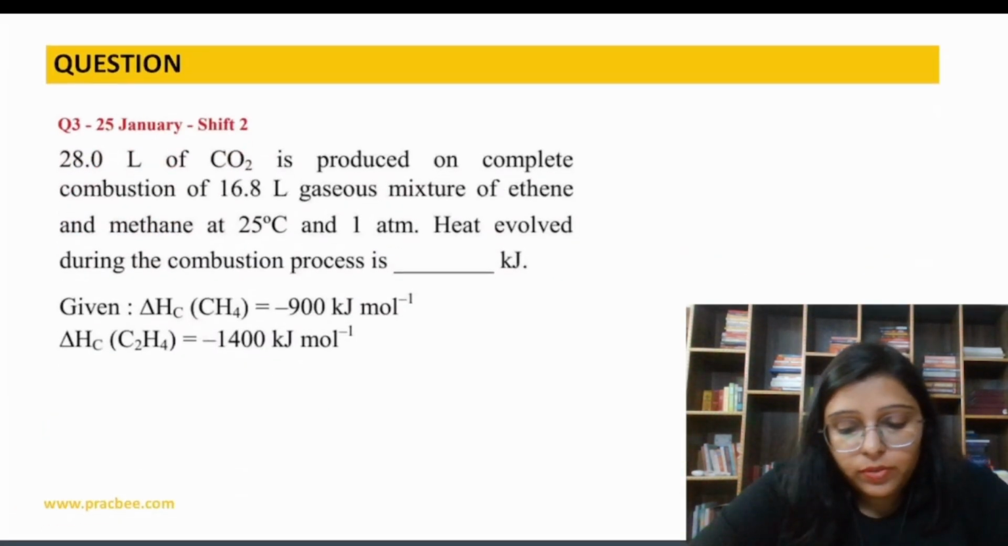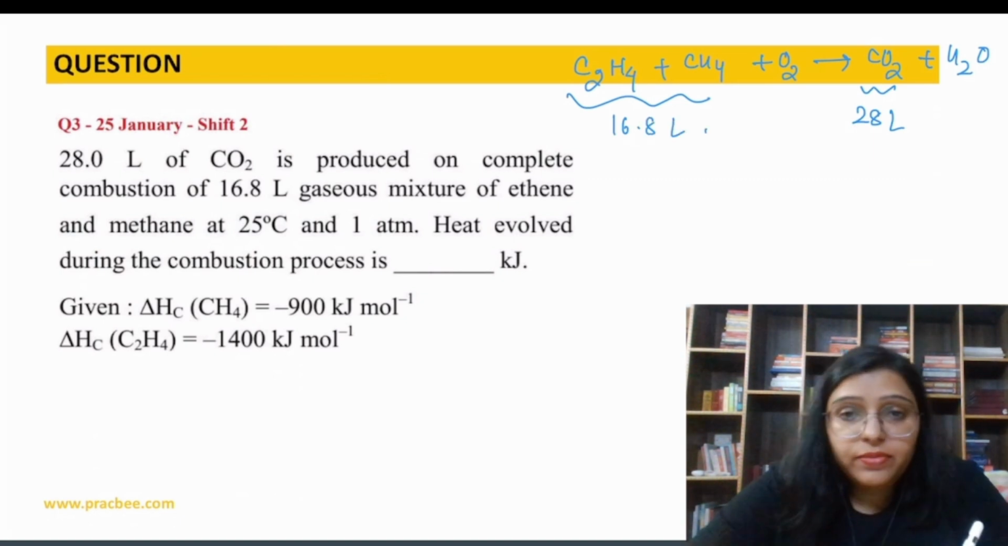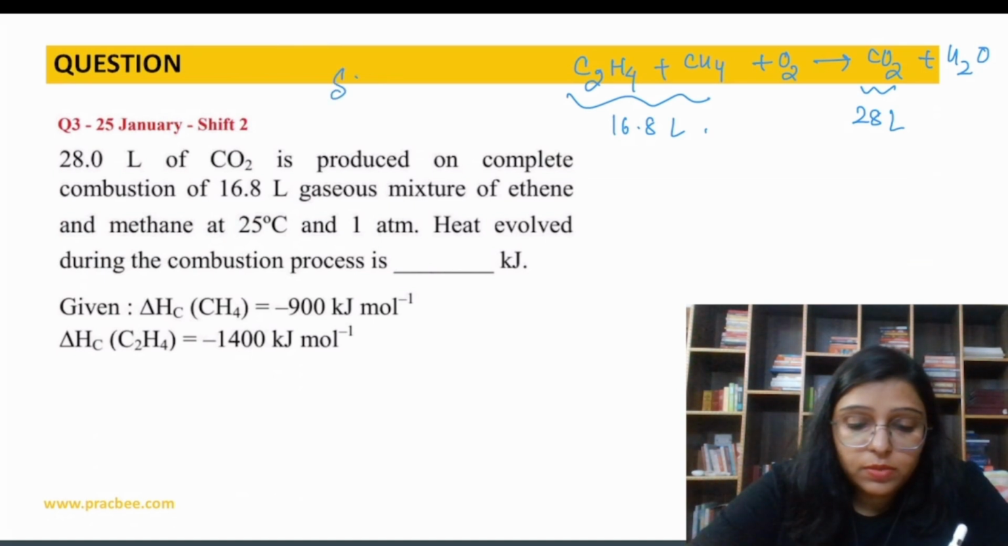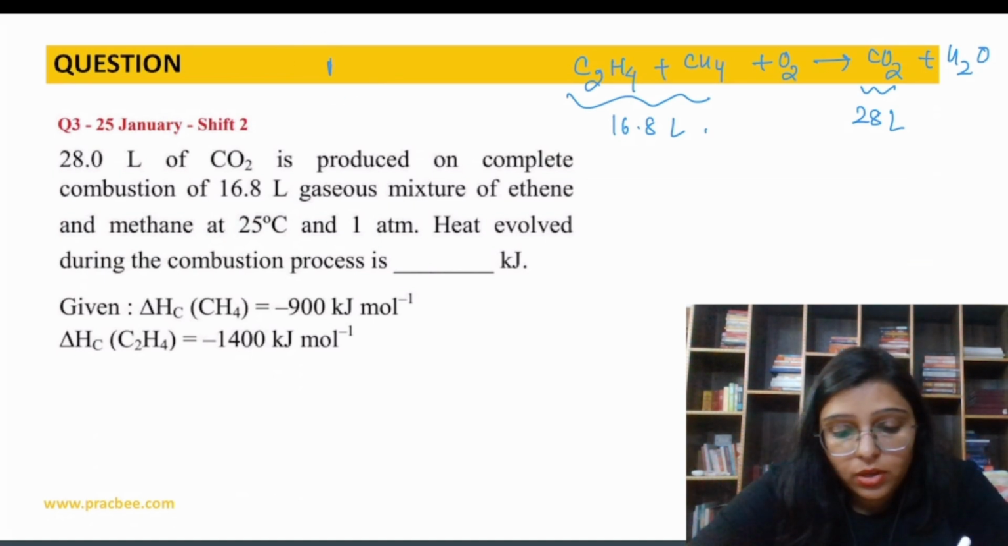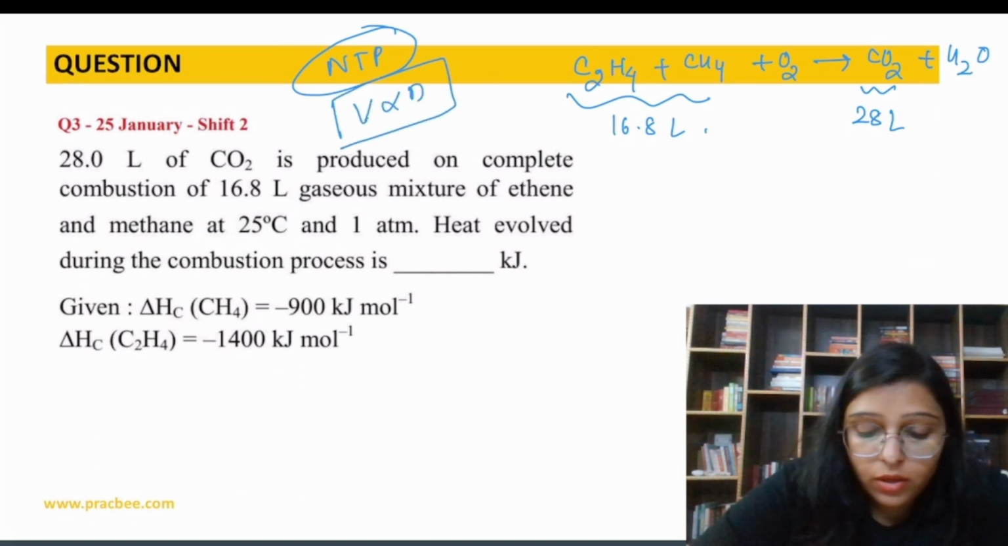Now let's do the next question. 28 liter of CO2 is produced on complete combustion of a gaseous mixture of ethene and methane. So we have ethene, which is C2H4, plus CH4. On complete combustion, we get CO2 plus H2O. So we get 28 liter of CO2 from this 16.8 liter gaseous mixture at 25 degrees Celsius and 1 atm pressure. This means normal temperature and pressure, so volume is directly proportional to number of moles. Here we have to use the mole concept also.